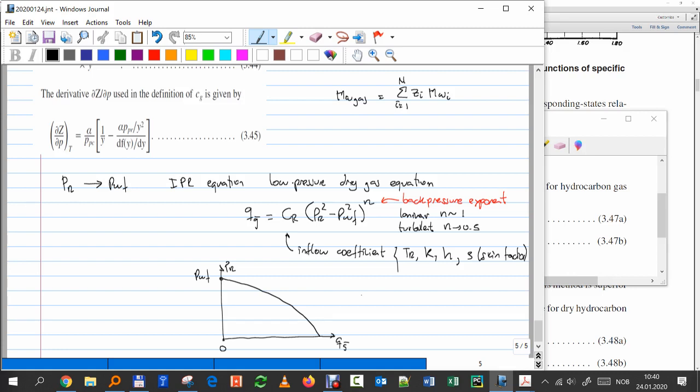Okay. Other comments, be careful, that's only for low pressure. We're going to be using it here for relatively high pressure, so it's valid for low pressure. And it's also for the pseudo steady state regime. Okay, also called boundary dominated flow.